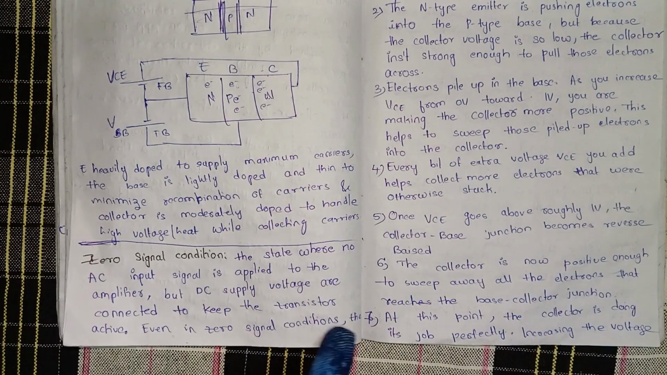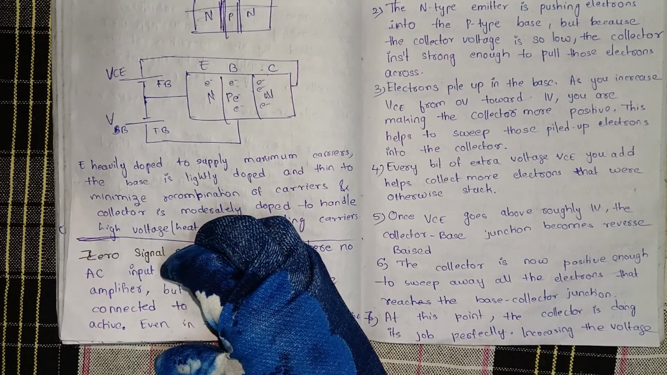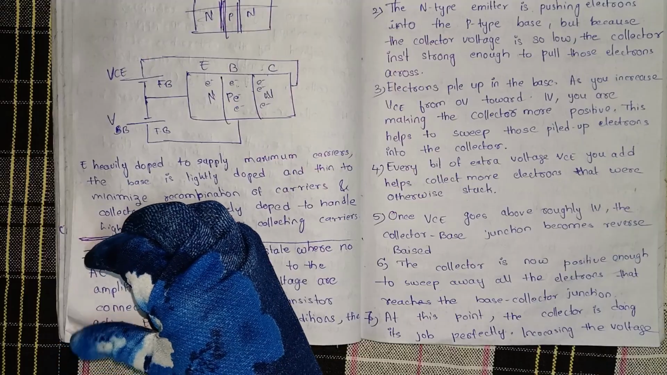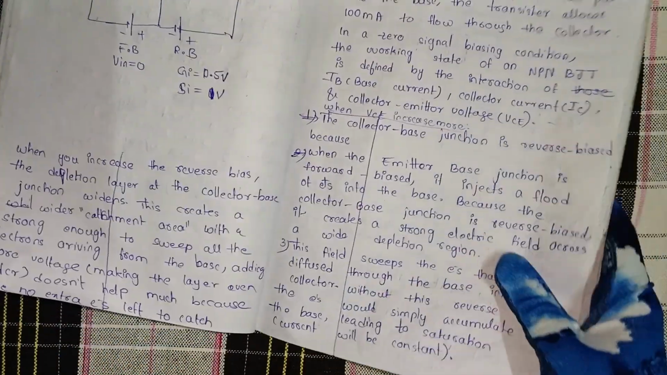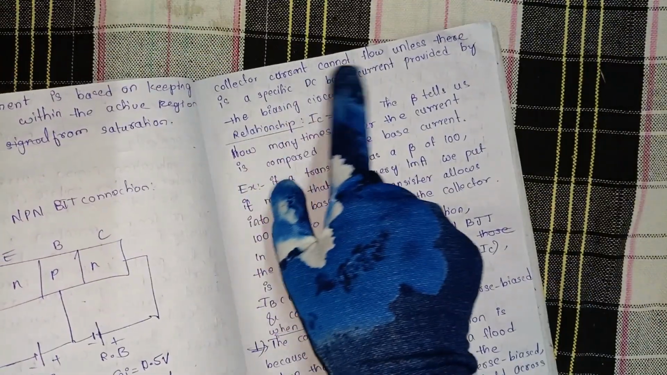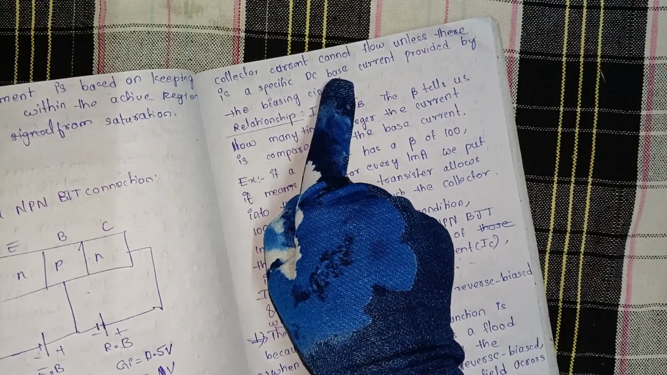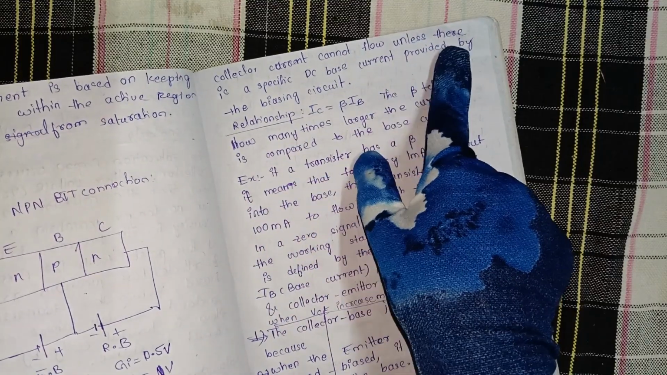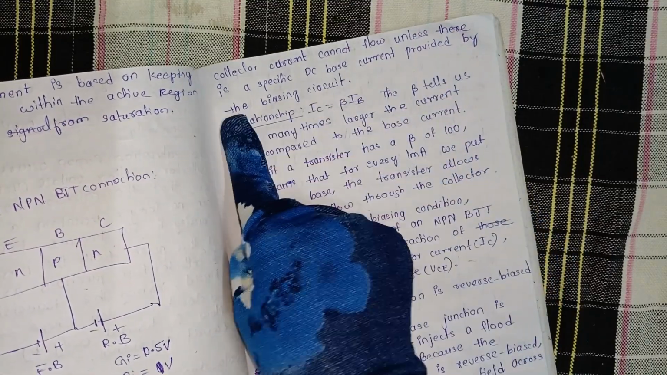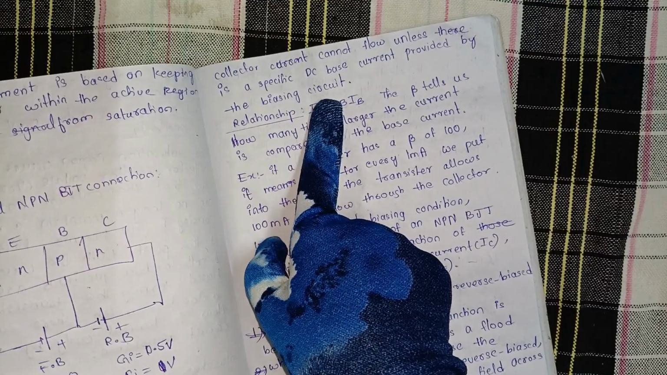Even in the zero signal condition, the collector current can't flow unless there is a specific DC base current provided by the biasing circuit.